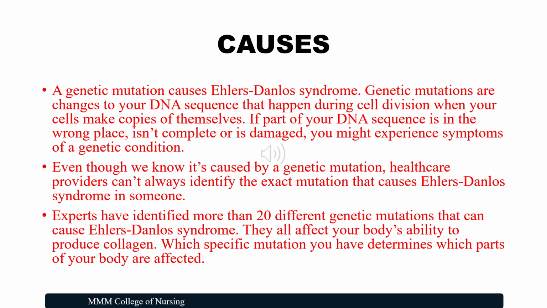Even though we know it is caused by a genetic mutation, healthcare providers cannot always identify the exact mutation that causes Ehlers-Danlos syndrome. Experts have identified more than 20 different genetic mutations causing Ehlers-Danlos syndrome. They affect your body's ability to produce collagen. Which specific mutation you have determines the type of Ehlers-Danlos syndrome and the part of your body which is affected.